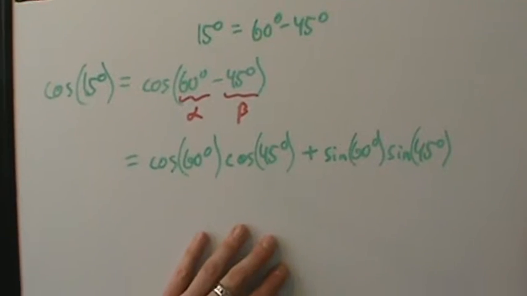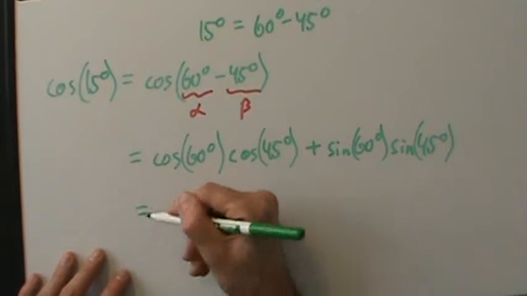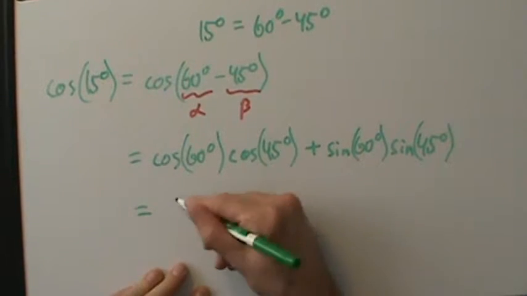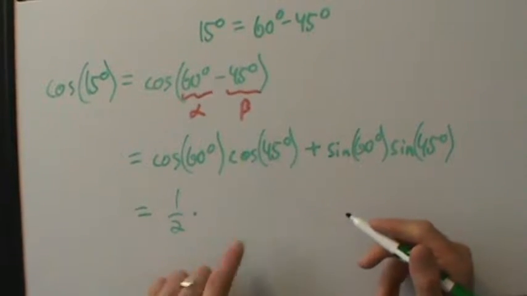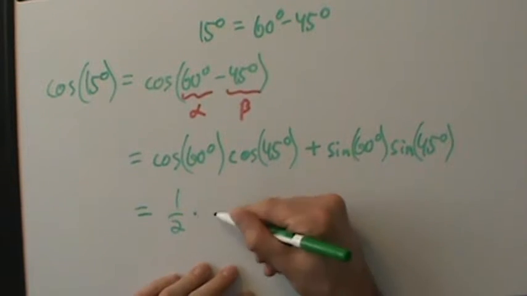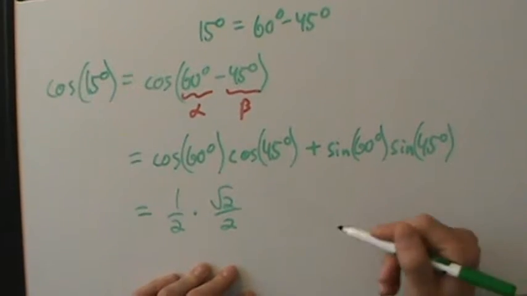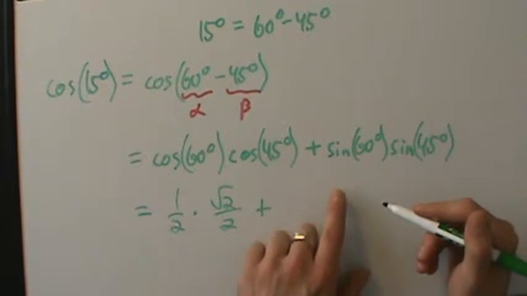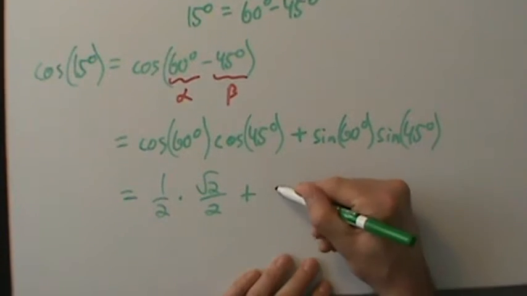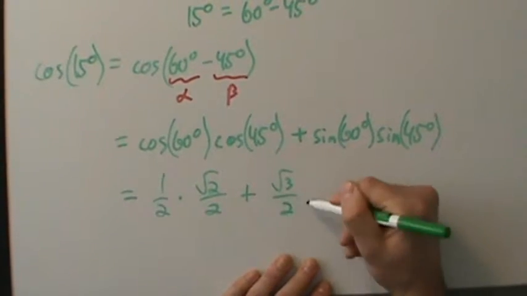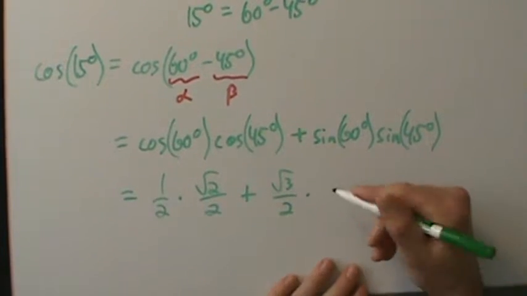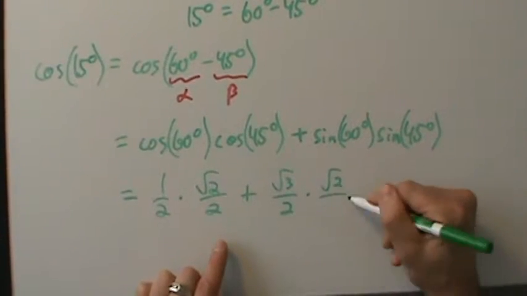So now from here, it's just a matter of knowing the unit circle. So cosine of 60 degrees, that's 1/2. And then cosine of 45 degrees, that's root 2 over 2. And then we have plus sine of 60 degrees. Sine of 60 degrees is root 3 over 2. And then sine of 45 degrees is also root 2 over 2, just like the cosine.